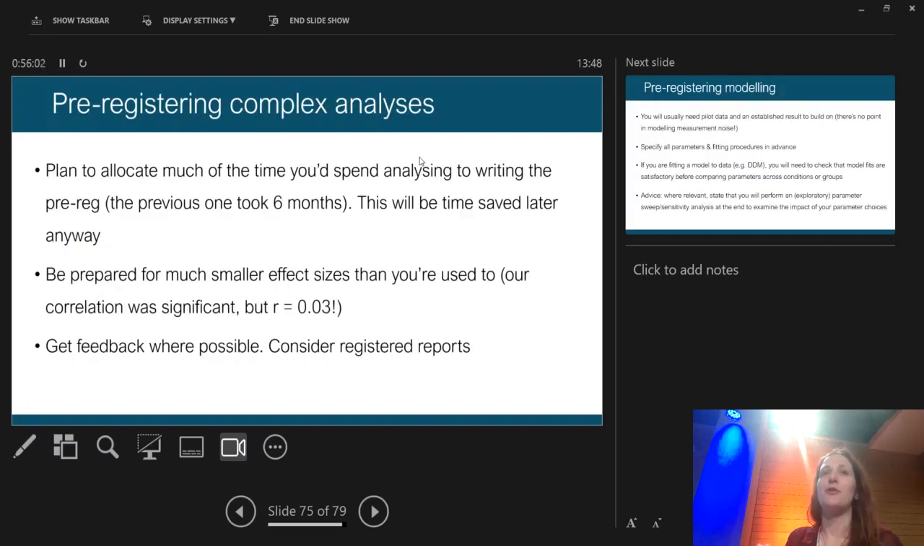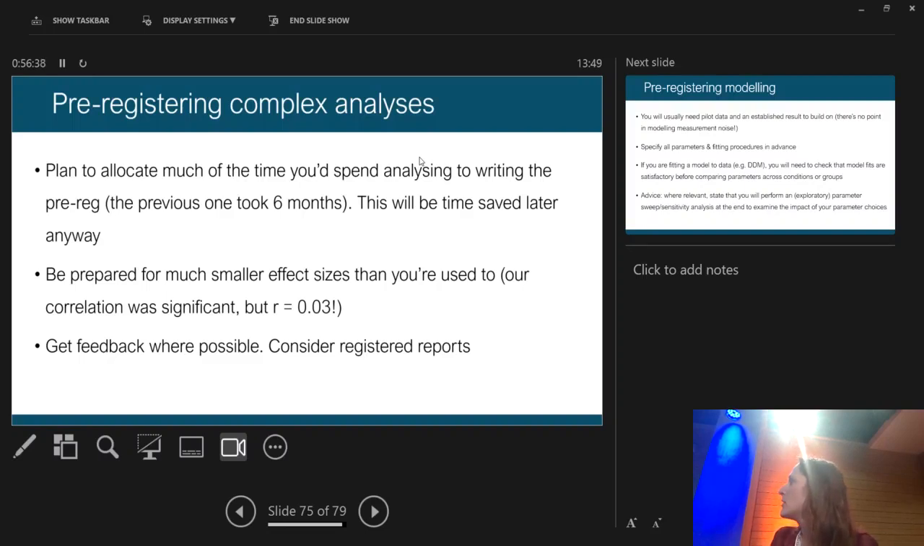Plan to allocate the time that you'd spend analyzing your data after collecting it to writing the pre-registration, because analyzing the data is going to be really, really easy once you've done the pre-registration. You've done all of the hard work. Writing the pre-registration for the neuroimaging took about 6 months. And I think analyzing fMRI data and doing some modeling is about 6 months worth of work, approximately. Sounds about right. So you're just doing that piece of work before collecting the data instead of afterwards, that's all.